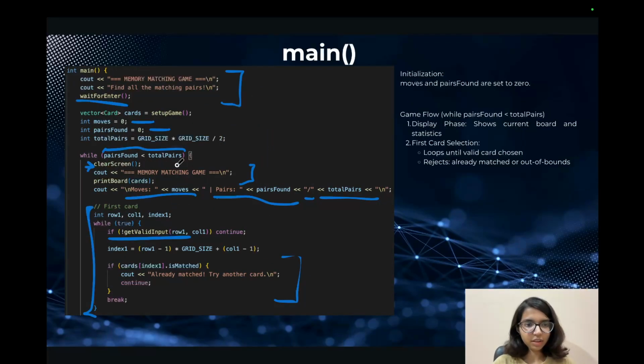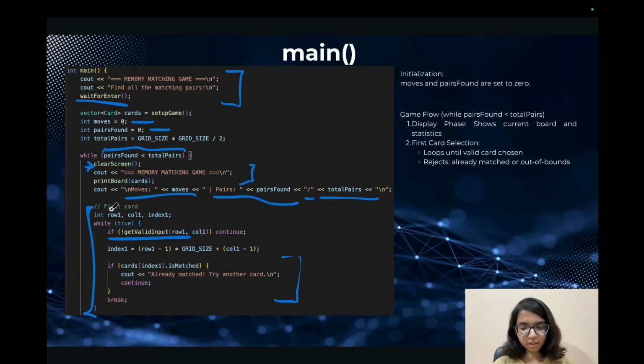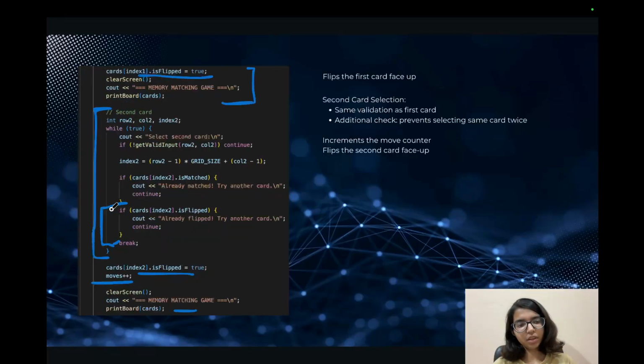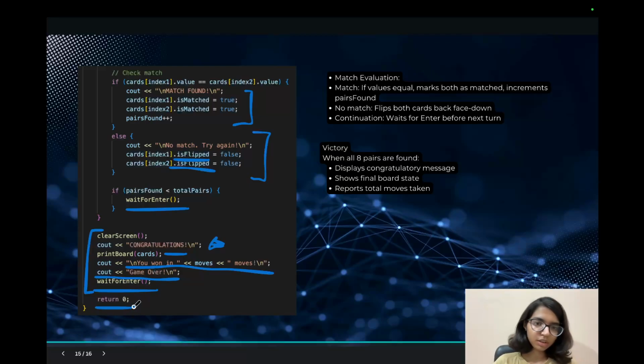It will clear the screen if the number of pairs found is less than total, and here if the number of pairs found is total pairs, then it will clear the screen and print congratulations, and it will print the board. Then it will display how many moves you took. The player can challenge themselves here to decrease the number of moves. Then cout game over, ask for enter one last time, and finally it's done. Thank you.